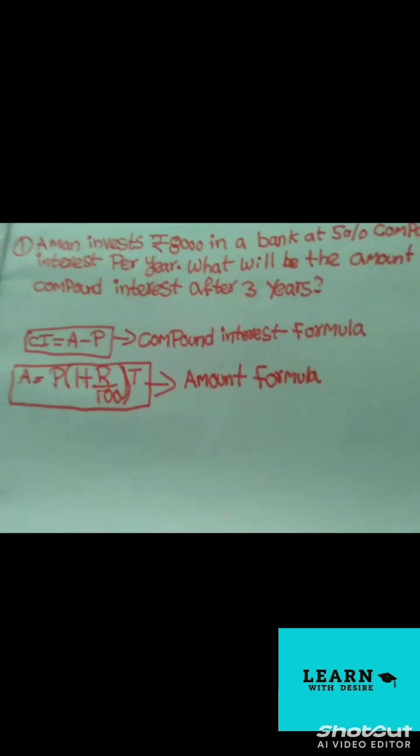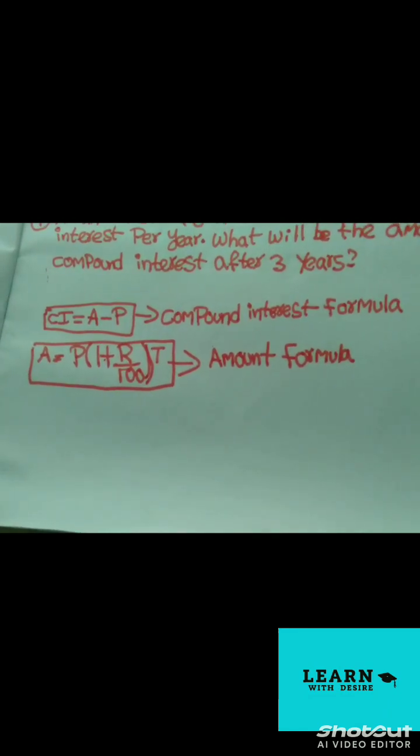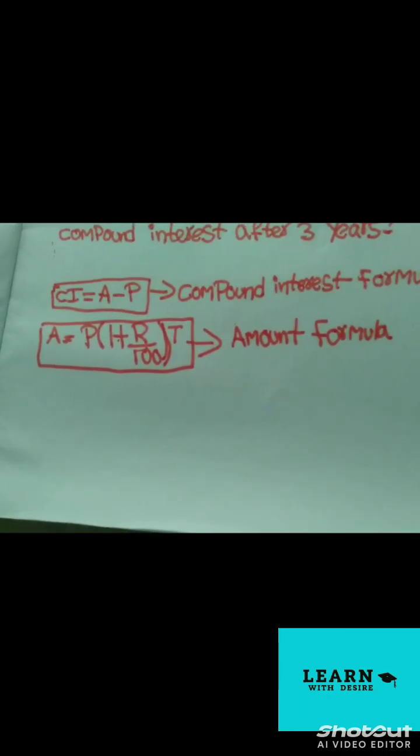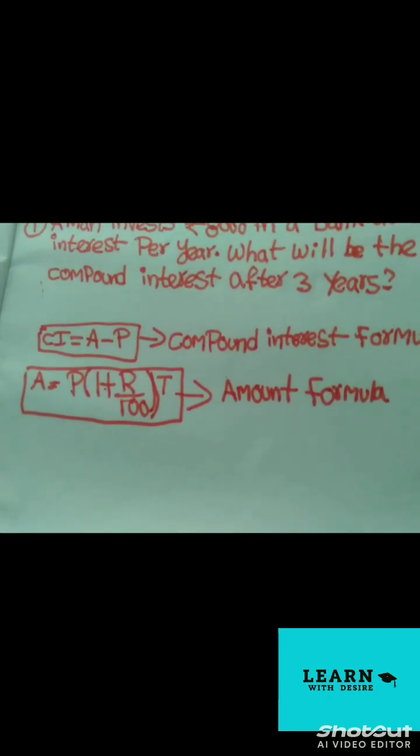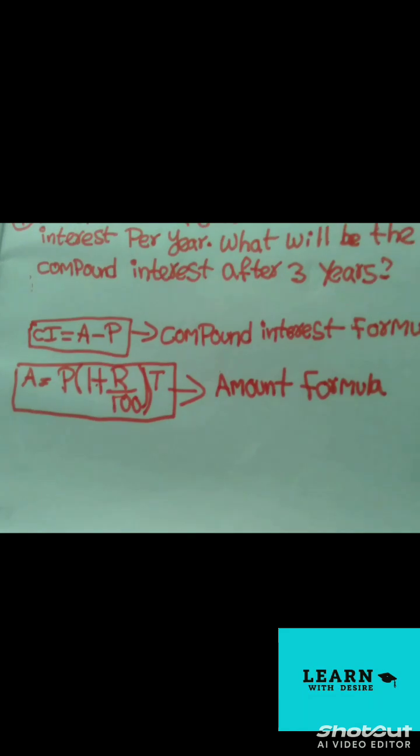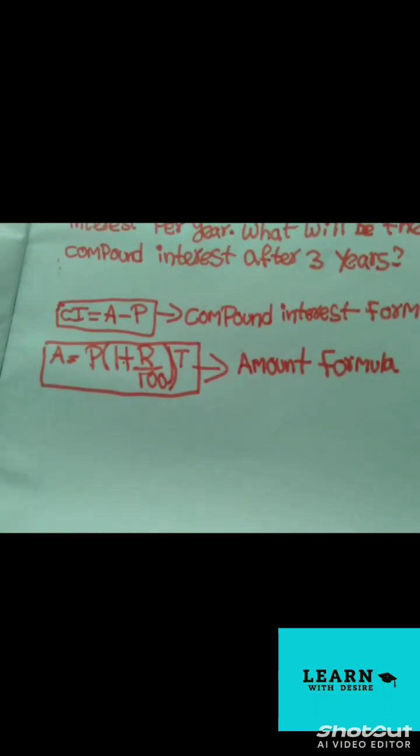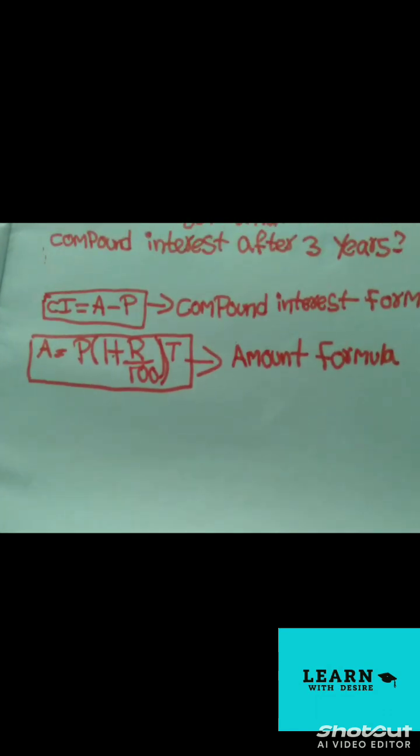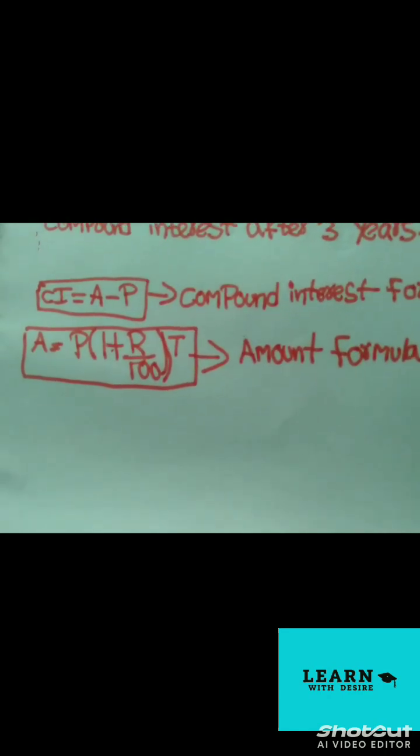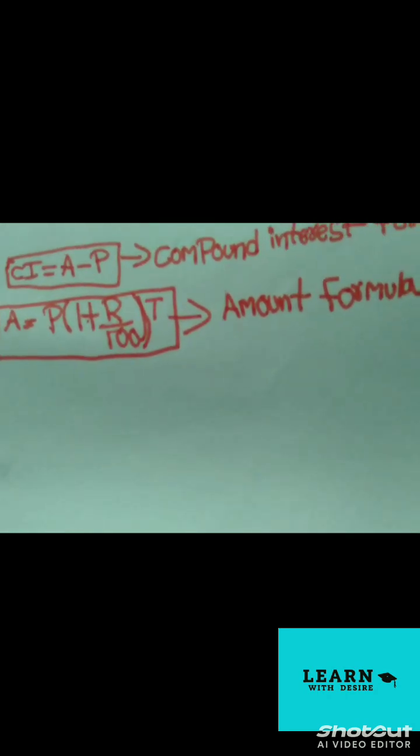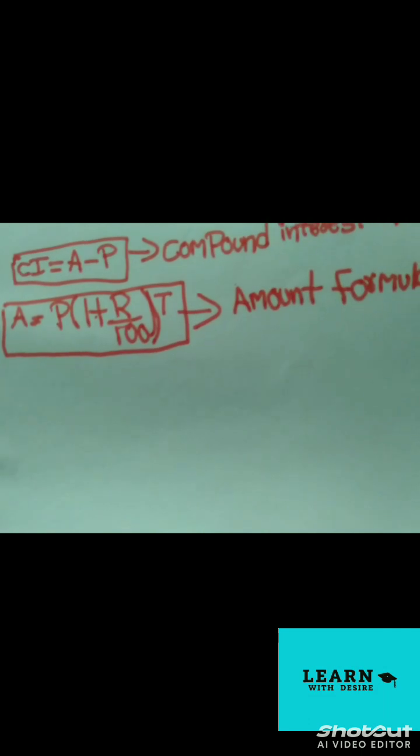For solving this question, here we use two formulas, that is the compound interest formula and the amount formula. Here you can see the two formulas. For finding the compound interest, we have to subtract the principal amount from the total amount. For finding the total amount, we use the second formula, that is P into (1 plus R by 100) whole power T. Here P stands for principal amount, R stands for rate of interest, and T stands for time taken.